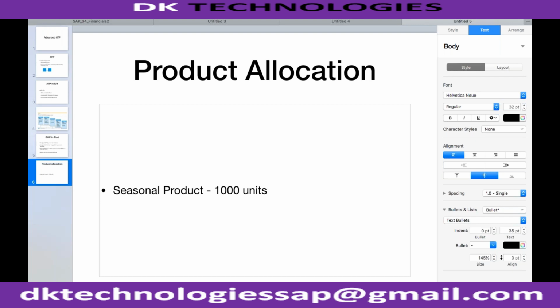The main functionality of product allocation is that we don't want to give all the material, whatever quantity is available, to one single customer. We want to ensure that every customer has a maximum limit. If not every customer, at least those customers who are willing to buy quantity, we will be providing them the limit for multiple customers. So that is the functionality of product allocation.